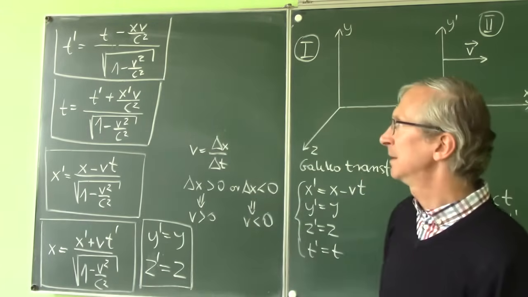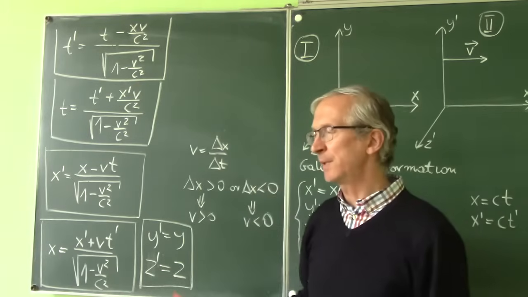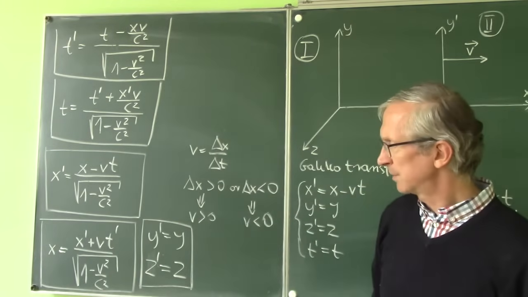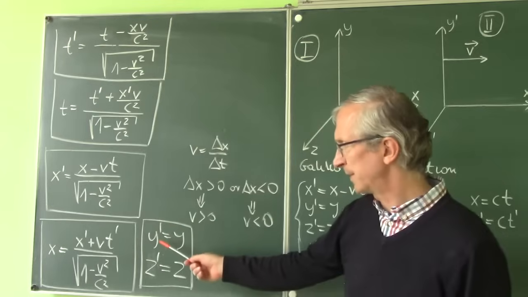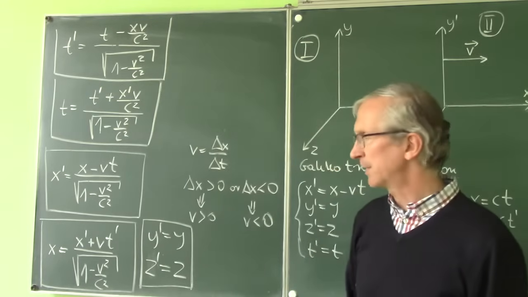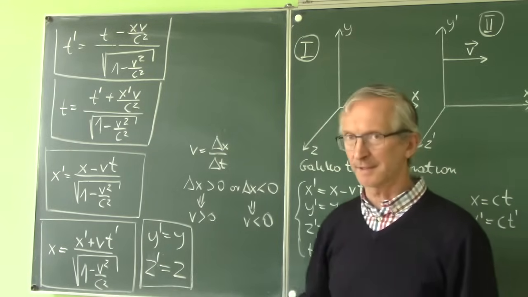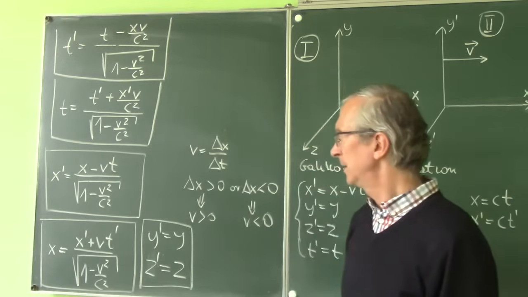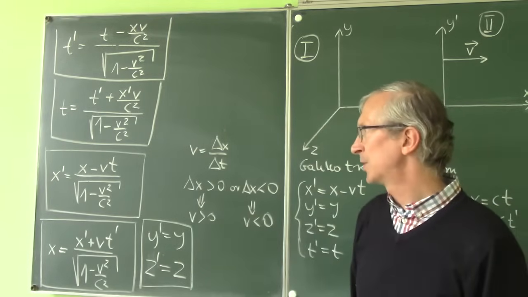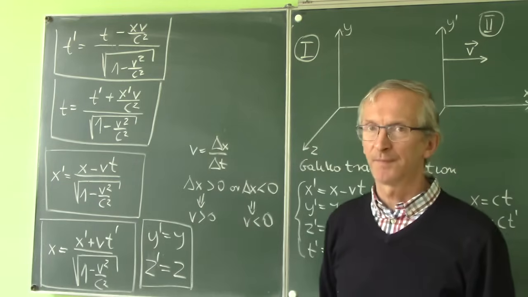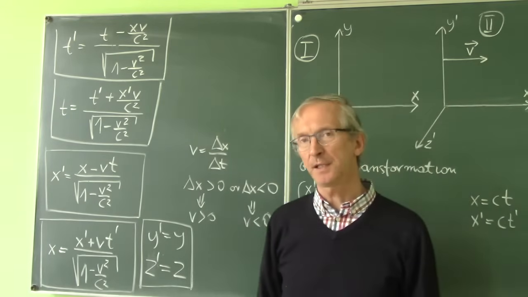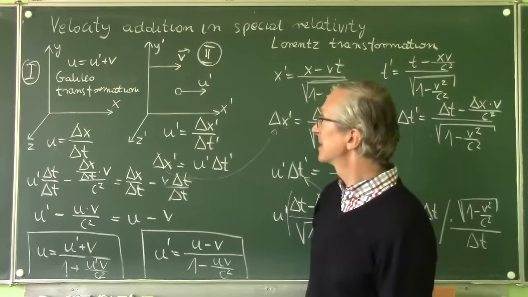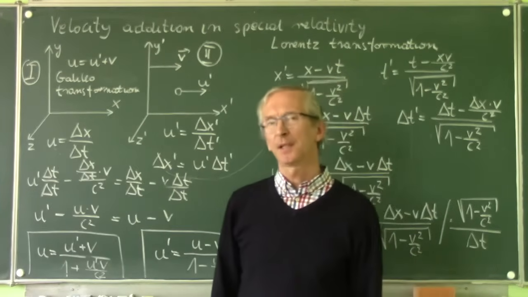Now we can write all this transformation in one place. We should remember that there is no movement in the direction of axis y and z, so these coordinates don't change. And the problem we tried to solve, we've solved. So it's the end of this lesson. Next lesson about special relativity.